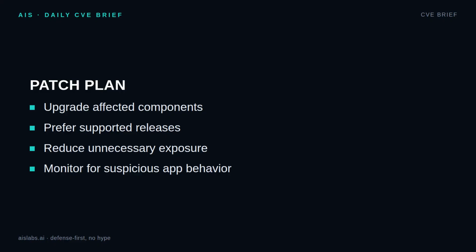Because this is KEV listed, also treat it as a detection and response priority. Review application logs, web access logs, and runtime monitoring for unusual request patterns or unexpected application behavior. Keep the investigation defensive and evidence-based. You are looking for signs of probing, failed attempts, and suspicious post-exposure behavior, not trying to reproduce exploitation in production. Finally, make sure exception tracking is time-bound. A critical KEV-listed RCE should not live indefinitely under a risk acceptance note.